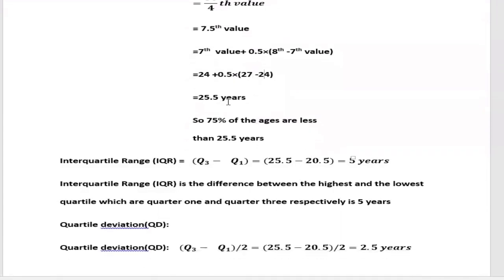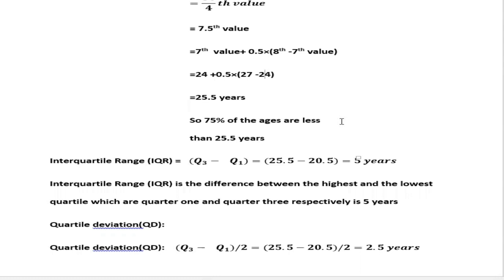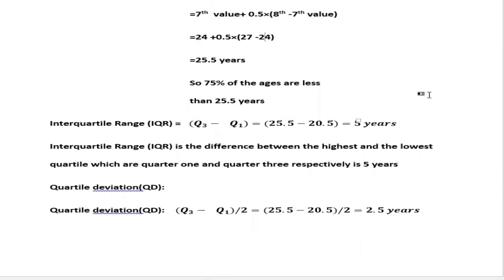So as we know, for the third quartile, 75% of ages are less than 25 years. So we got the first quartile, the second quartile, and the third quartile. After knowing the quartiles, we can calculate another measure in statistics that is called the interquartile range. The interquartile range is the difference between the highest quartile, the third quartile, and the first quartile.